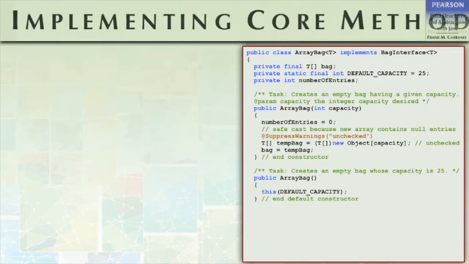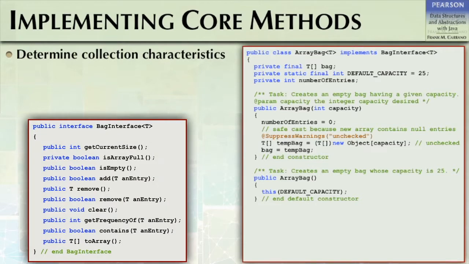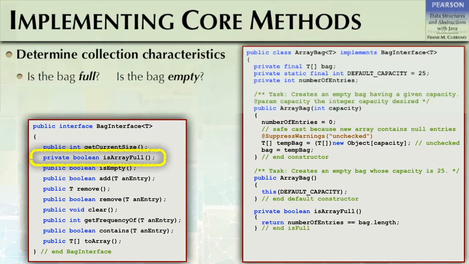Now that our data fields have been decided and initialized by our constructors, we can implement core methods. Let's see which methods we may need to determine characteristics of the collection after it's created and been used. We need to determine if the bag is full. This can be a simple test that compares the number of entries currently stored in the bag to the bag capacity, which we can get from the array length. Now this was not part of the bag interface. It's a method we need because in our implementation we decided to use an array. Therefore, this will be a private method.